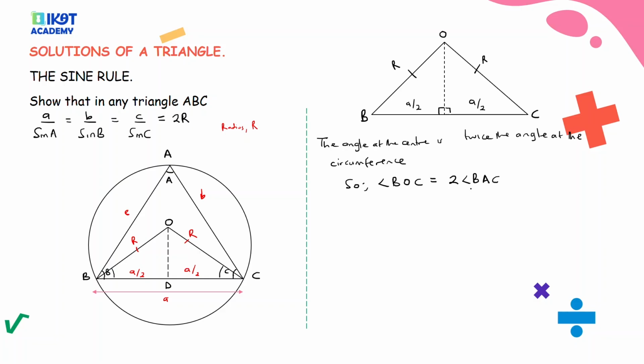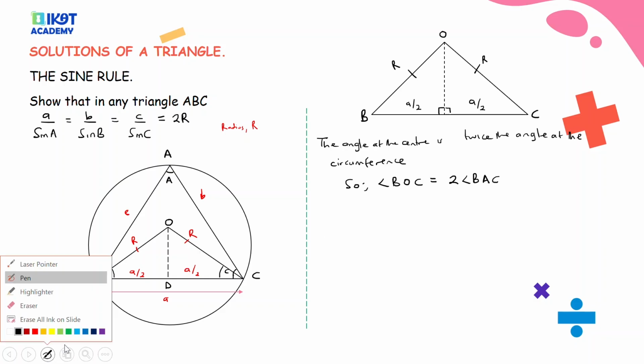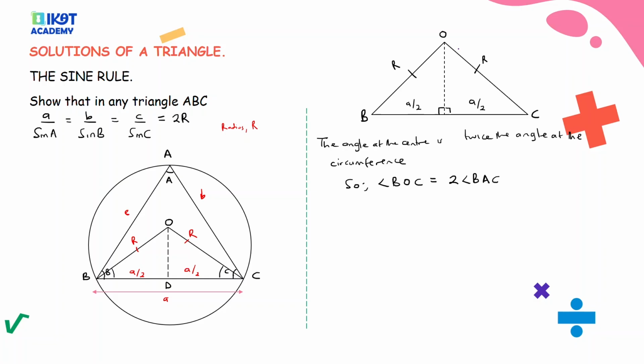I hope this makes sense. So what does that mean? That means that this angle here is 2A, because the angle at the center is twice the angle at the circumference. So here it's going to be 2A, meaning this is A, this is A. Hope this makes sense. Now we are going to extract out maybe a triangle.